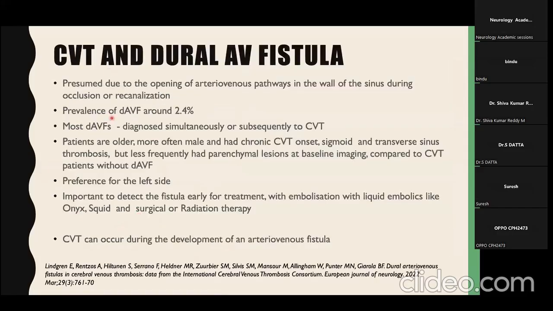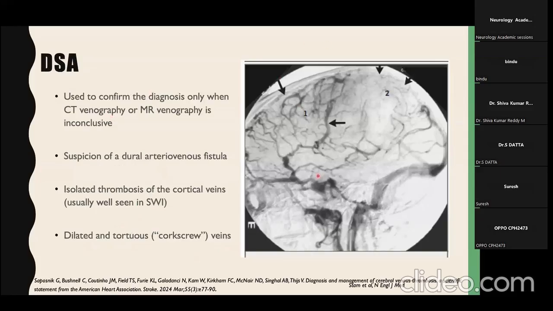Please stay back on that picture, because there is something called rerouting. Here in the DSA we can see the filling, with no non-visualization of the superior sagittal sinus. When there is a focal thrombosis, there are pathways which can potentially reroute the venous outflow. So if it is the posterior part of the superior sagittal sinus, what would be the pathway for rerouting?